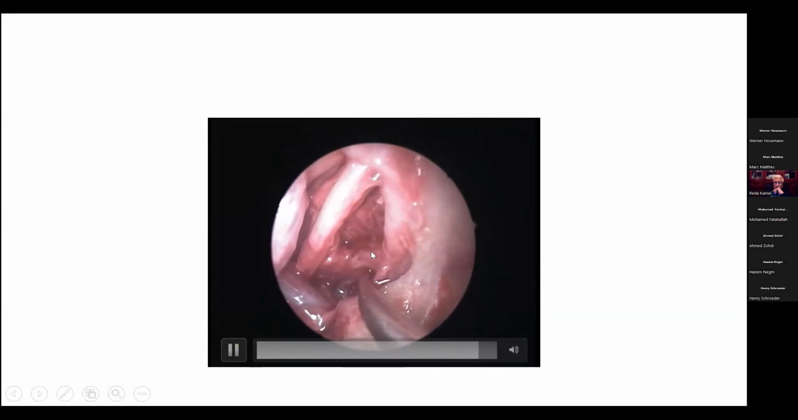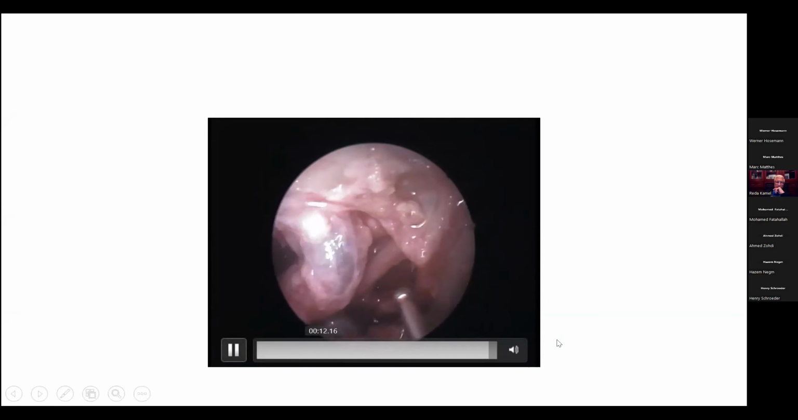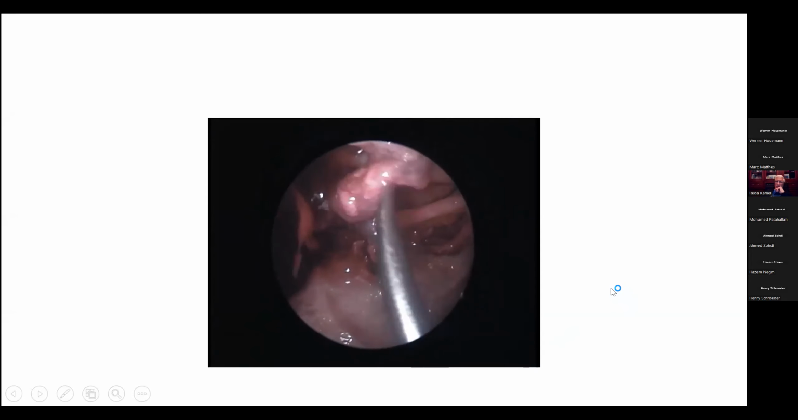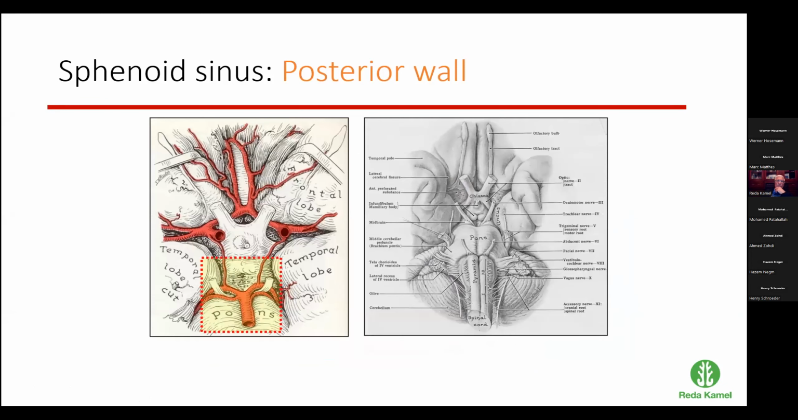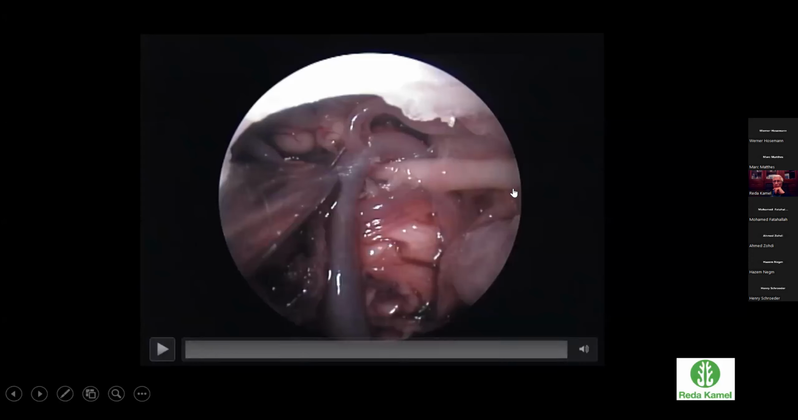The V2 is going towards the foramen rotundum. Then one may go along the posterior wall of the clivus towards the posterior cranial cavity in a chordoma, and be aware of the basilar artery and posterior cerebral, superior cerebellar, and third nerve in between. So the anatomy should be borne in mind.